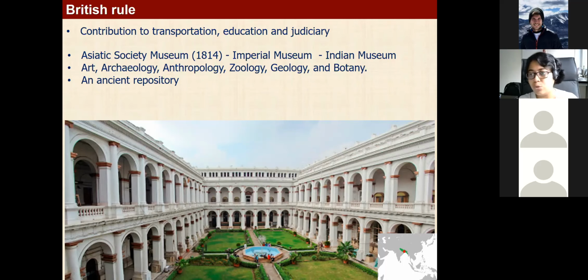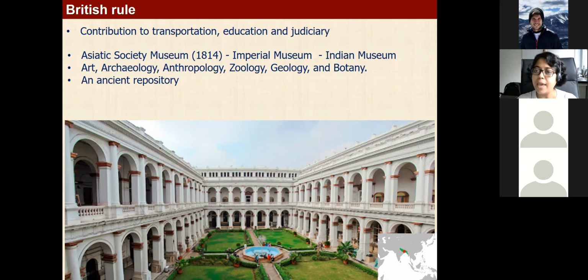But as part of this increasing education and judiciary, some of the British royalty and some of the people of the settlement started a new movement, and part of it created this Asiatic Society Museum. And that happened in 1814. Then it changed its name to Imperial Museum, and finally it's known as Indian Museum. Now, this was a center for art, archaeology, anthropology, zoology, geology, and botany to showcase the different aspects of Indian culture and heritage.